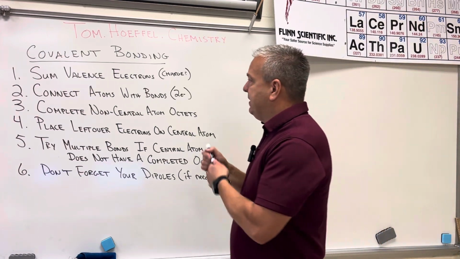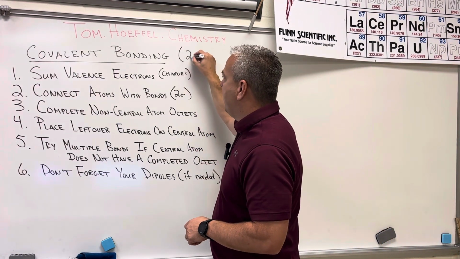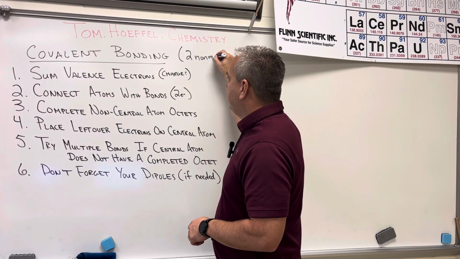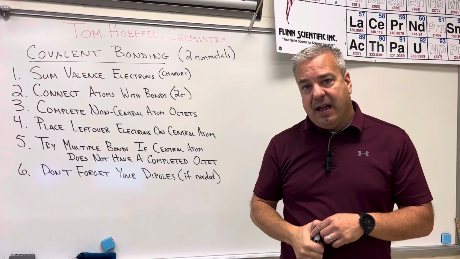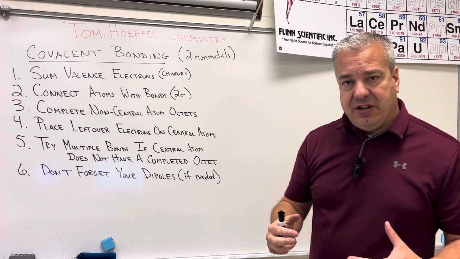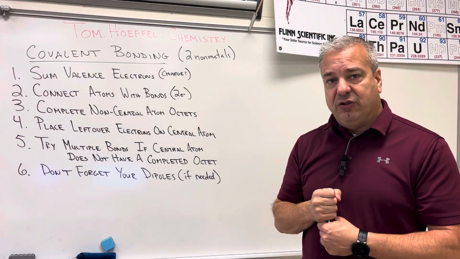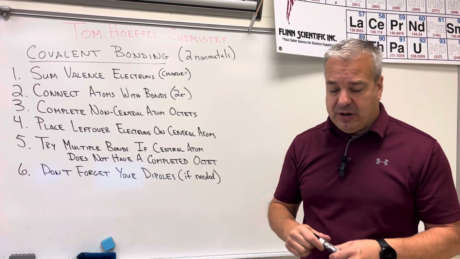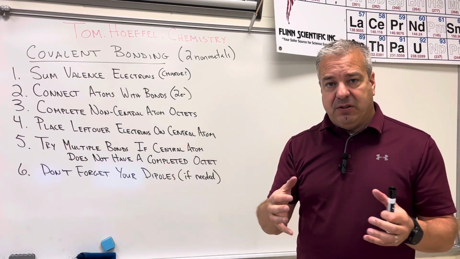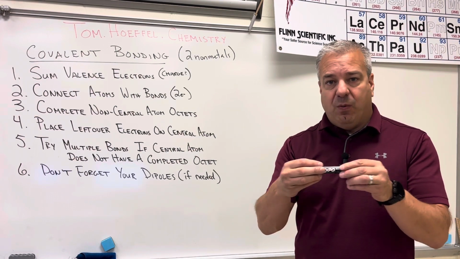Covalent bonding typically happens when you have two nonmetals. The reason this is occurring is that nonmetals have high ionization energy, which means they hold on to their electrons really, really well. They do a good job of attracting electrons. So when a nonmetal bumps into another nonmetal, neither one can win.